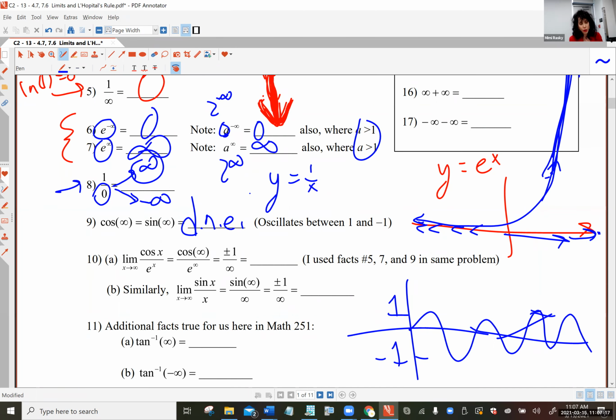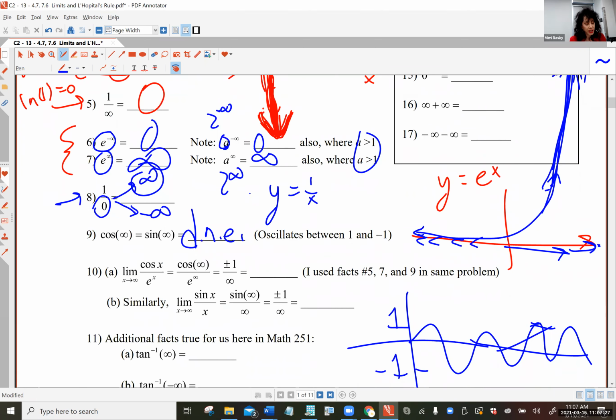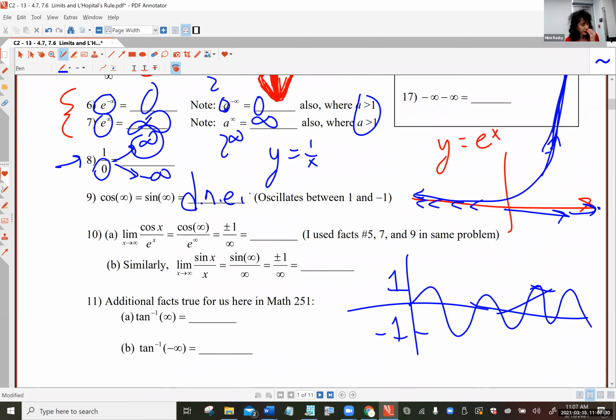I thought you said it's not okay to put DNE. I never said that. You didn't hear me. I said for the 1 over 0 or 1 over infinity, you don't put DNE. But for cos infinity or sine infinity, those limits just boing, back and forth between 1 and -1.